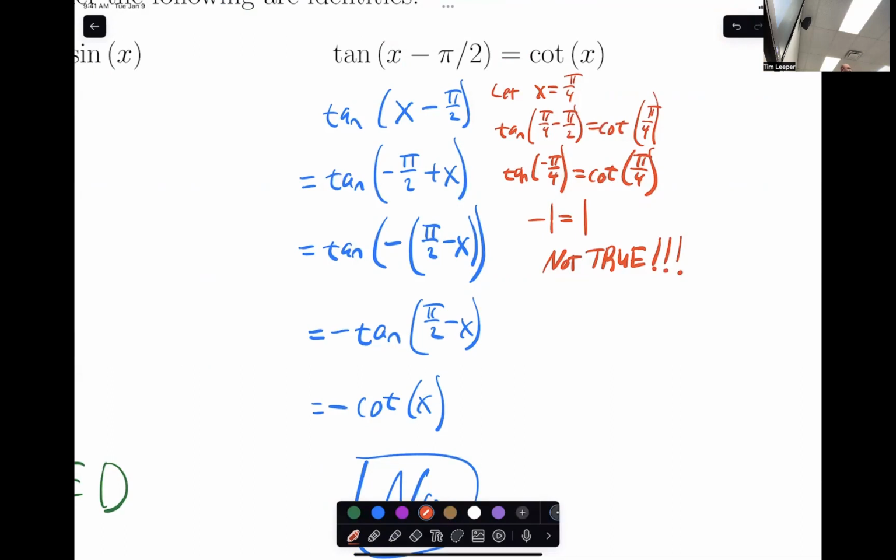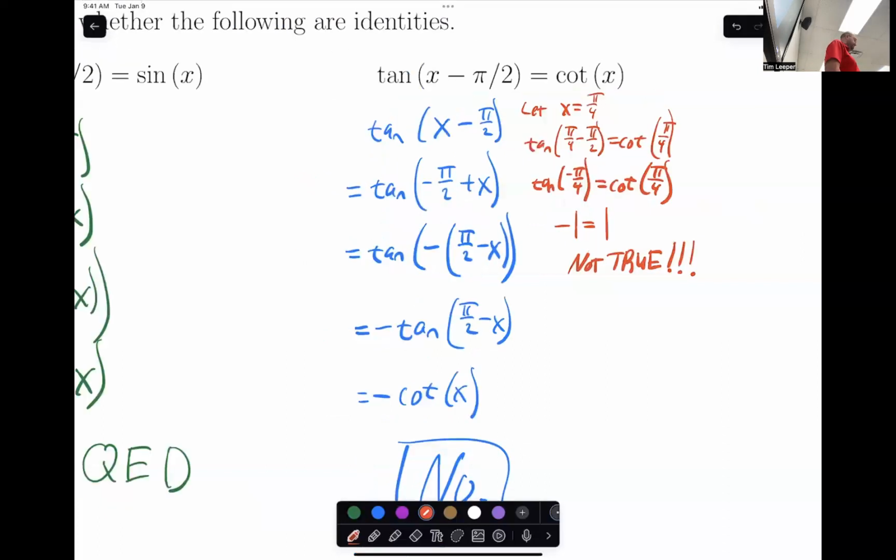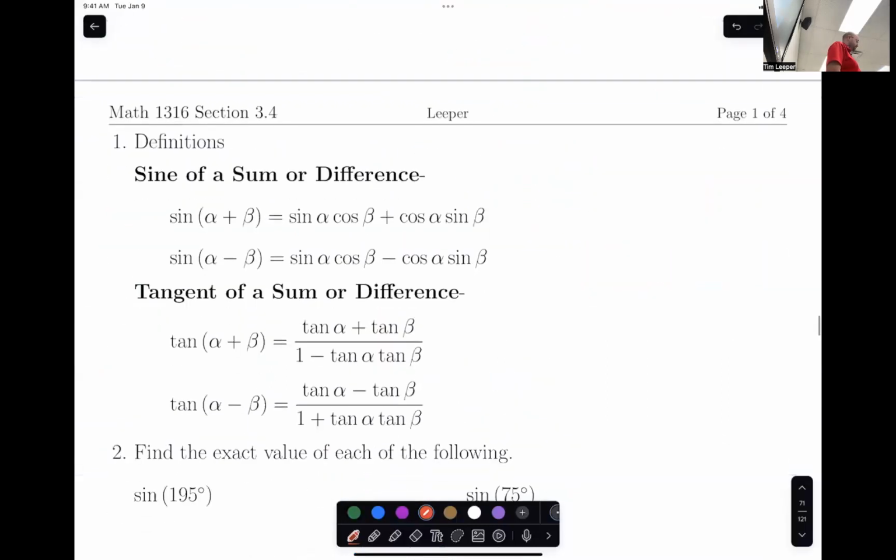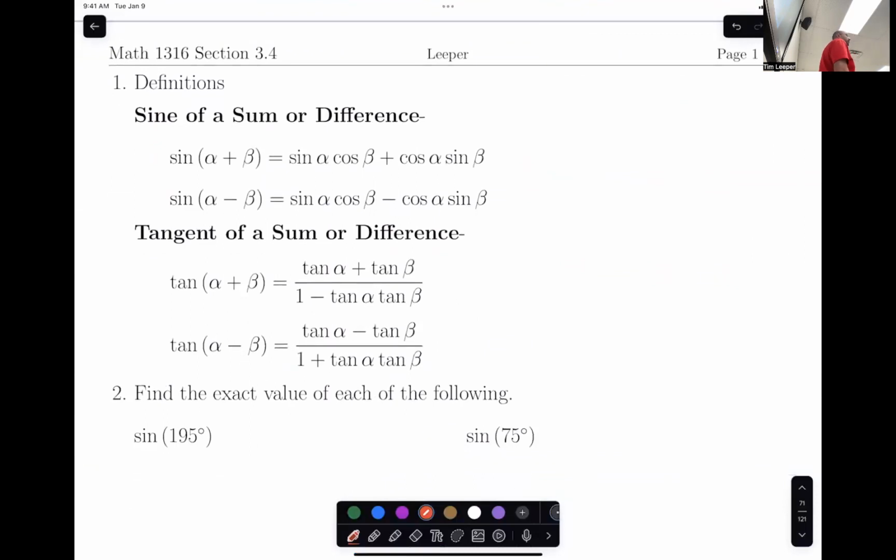Any other questions about that? Outstanding. Hey, guess what? We're done with 3-3. Tomorrow we will continue on to 3-4, and 3-4 is all about the sine of the sum and difference and the tangent of the sum and difference. Yay! We're also happy.